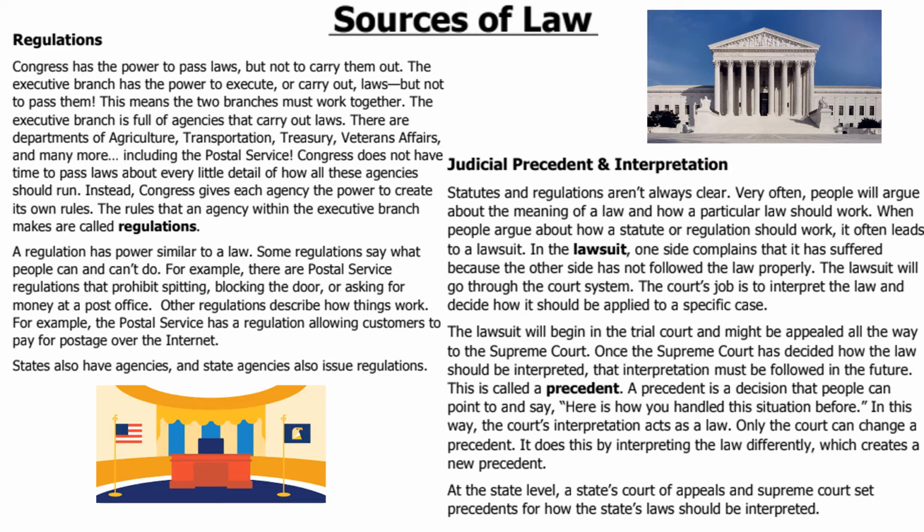The court's job is to interpret the law and decide how it should be applied to a specific case. The lawsuit will begin in trial court and might be appealed all the way to the Supreme Court. Once the Supreme Court has decided how the law should be interpreted, that interpretation must be followed in the future. This is called a precedent. A precedent is a decision that people can point to and say, here is how you handled this situation before. In this way, the court's interpretation acts as a law.